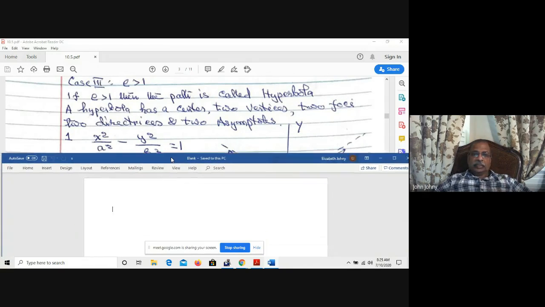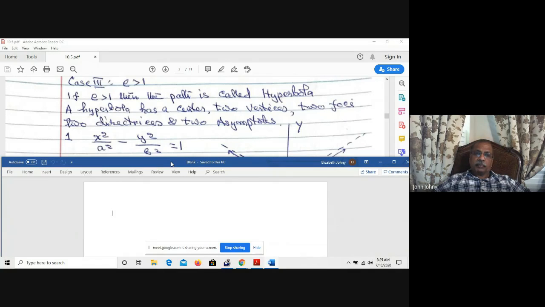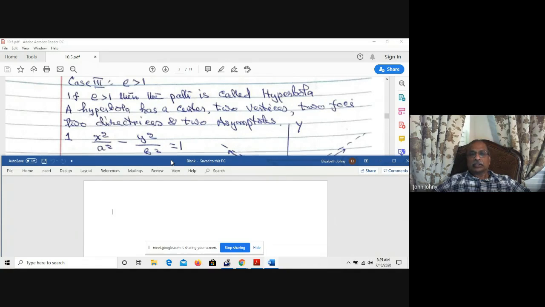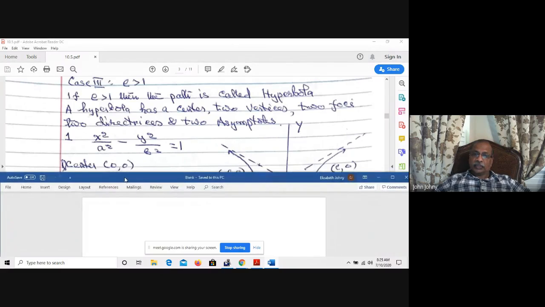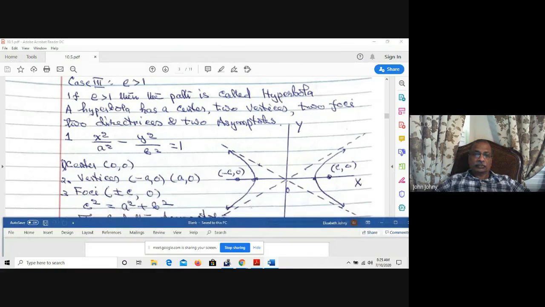The equation is, first one, x squared over a squared minus y squared over b squared is equal to 1. See, if it is a plus, it's an ellipse. If this is a minus, then it is a hyperbola. Center is 0, 0. Vertices are negative a, 0 and positive a, 0. Foci are plus or minus c, 0. c squared is a squared plus b squared. In the case of an ellipse, c squared is a squared minus b squared. For a hyperbola, c squared is equal to a squared plus b squared.